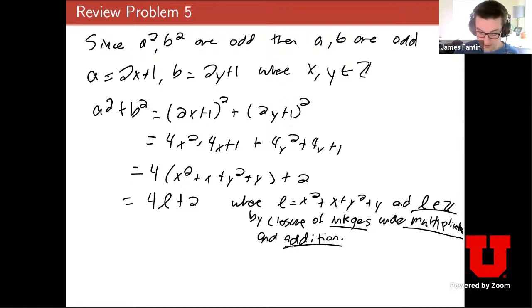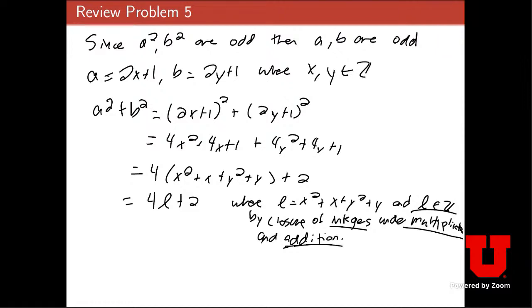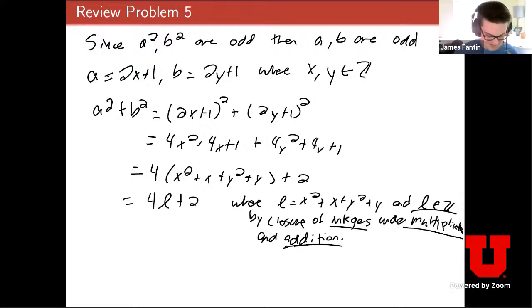So why can we say that this is an integer? Well, we're using closure under integers for these two operations. I'm just being pedantic because I'm concerned about my homework, but thanks. Okay, yeah, no problem.